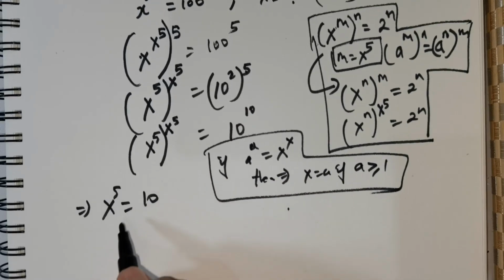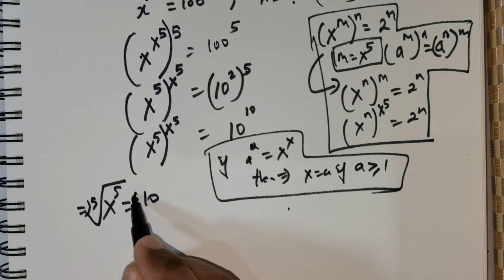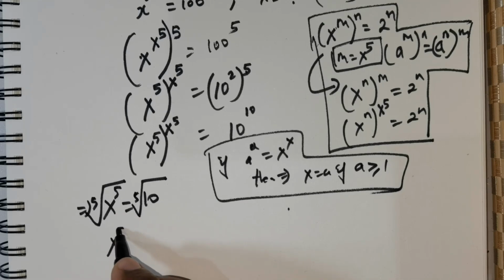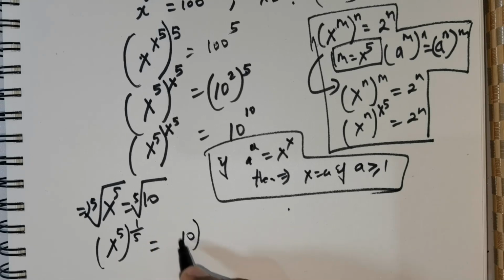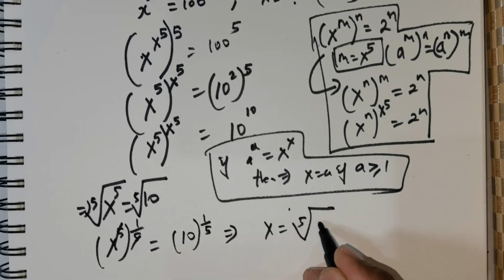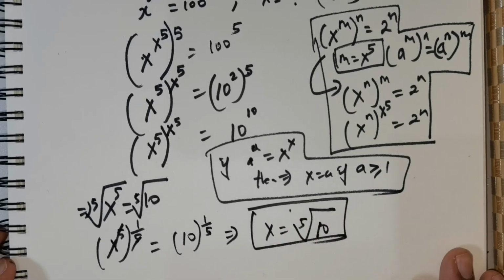I'm taking fifth root on both sides. So if you were to take fifth root on both sides, this is nothing but x raised to the power of 5 raised to the power of 1 over 5, which is nothing but 10 raised to the power of 1 over 5, right? So 5 gets cancelled. This means x is equal to, you can simply write it like this, fifth root of 10. Now this looks much better. So that is the solution for this question.